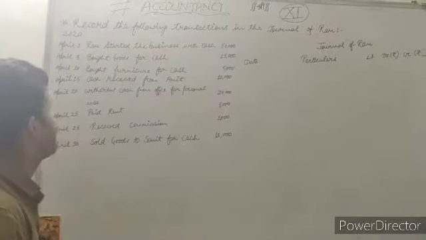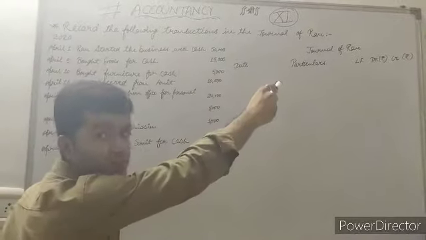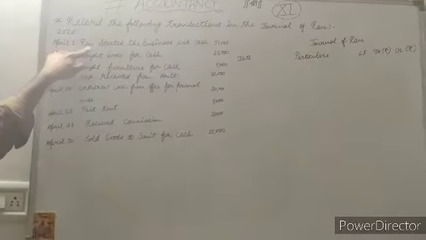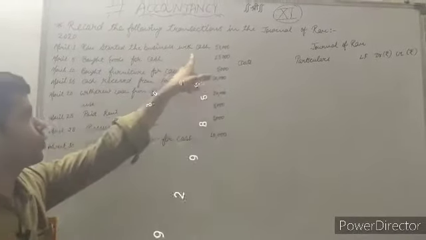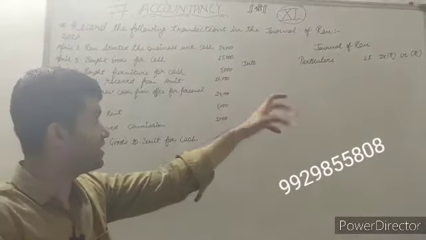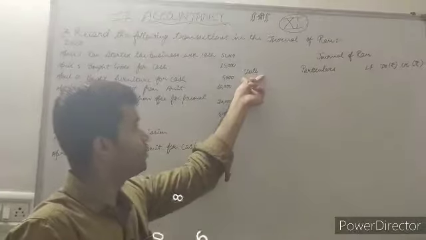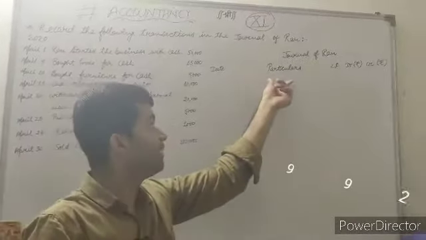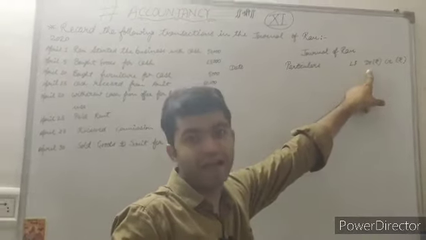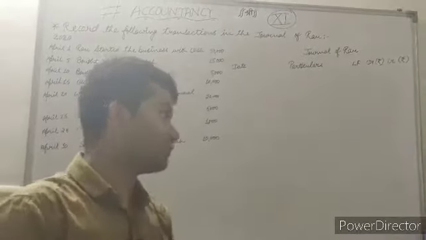The question is, record the following transactions in the journal of Ram. First, on 1st April, Ram started the business with cash 50,000 rupees. And how do we do the journal entries? We have to make a format of the journal like this. You have to mention the date first of all, then particulars, then LF, meaning ledger folio, then debit and then credit. The debit and credit are two sides for the amounts.